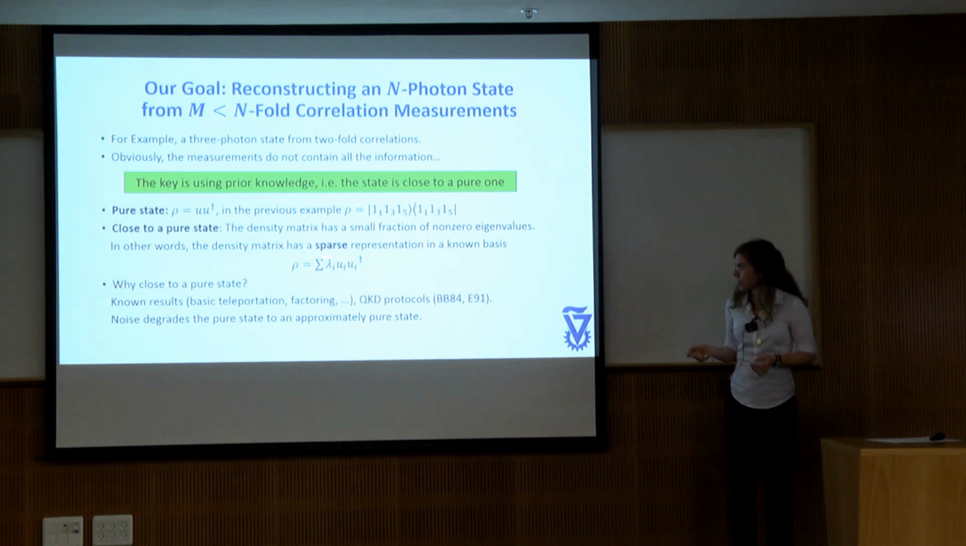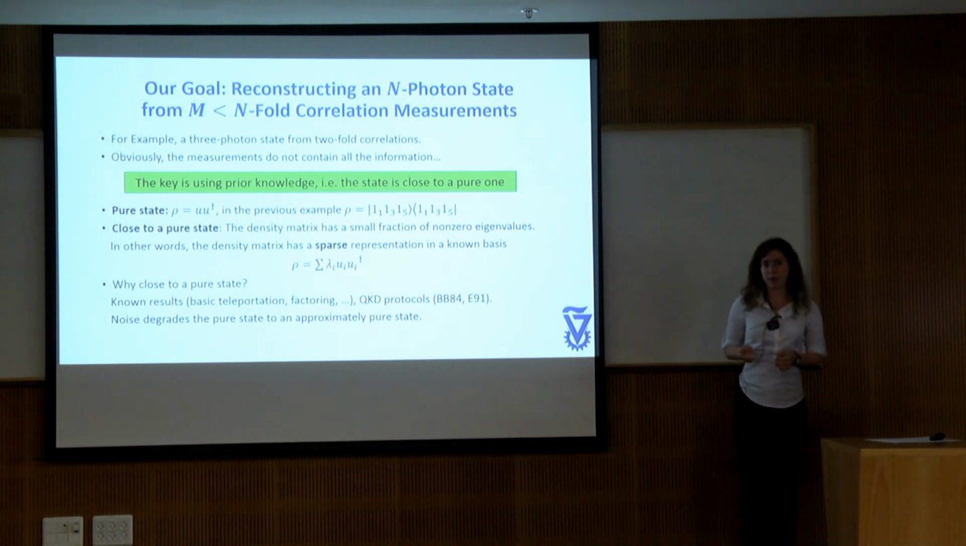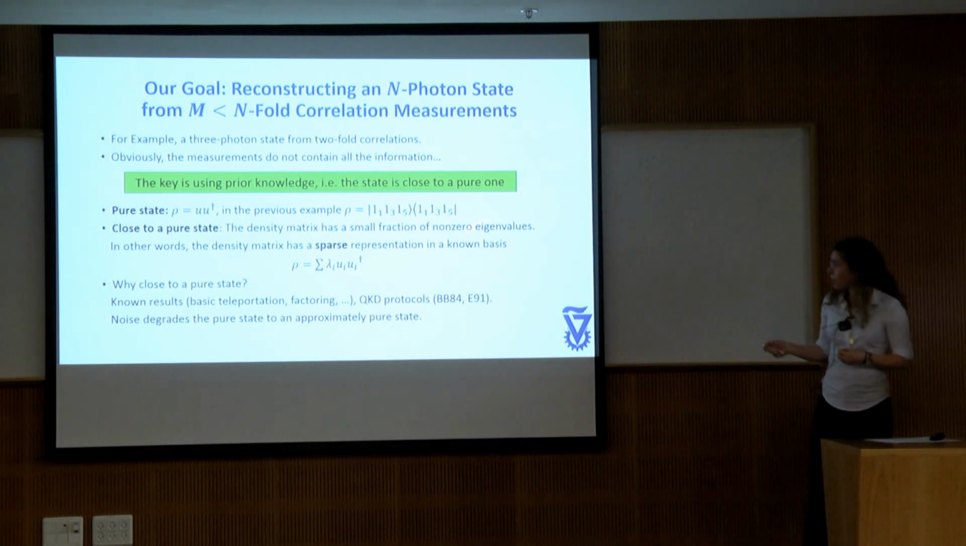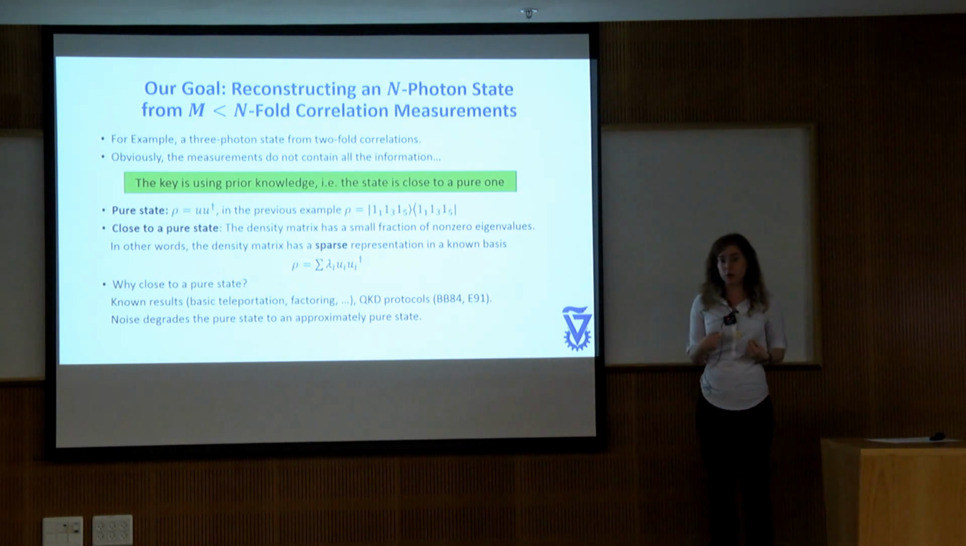This is a general representation. These are the vectors, and these are the eigenvalues. If we have a small number of non-zero eigenvalues, we say that the state is close to a pure one.